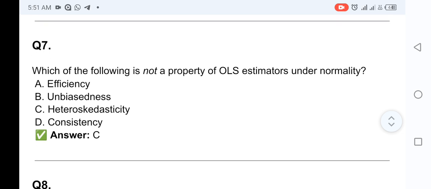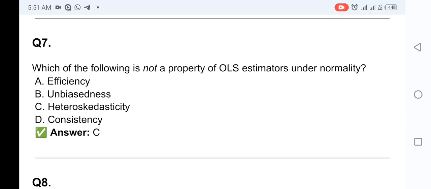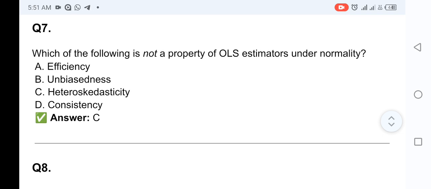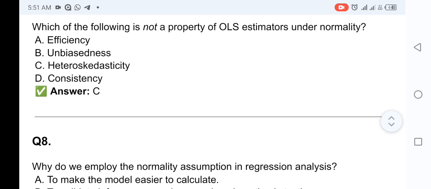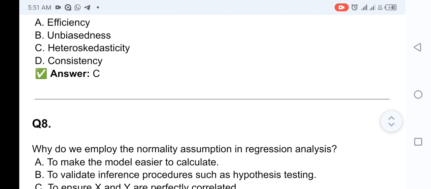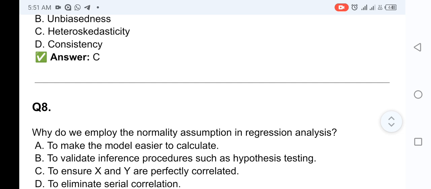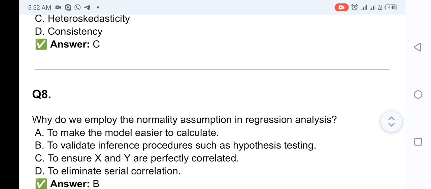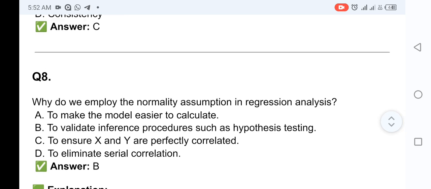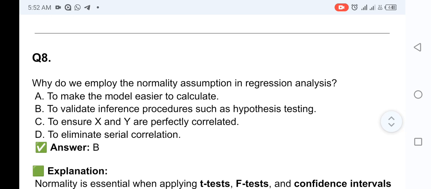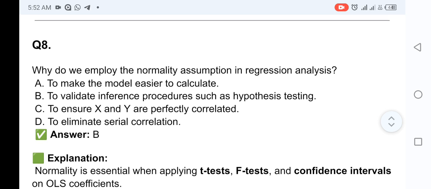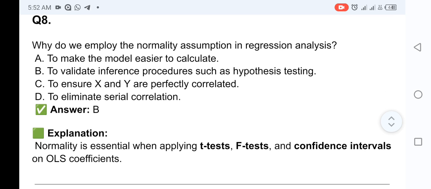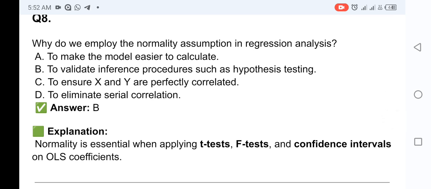Q8. Why do we employ the normality assumption in regression analysis? A. To make the model easier to calculate. B. To validate inference procedures such as hypothesis testing. C. To ensure X and Y are perfectly correlated. D. To eliminate serial correlation. Answer: B. Explanation: Normality is essential when applying t-tests, F-tests, and confidence intervals on OLS coefficients.